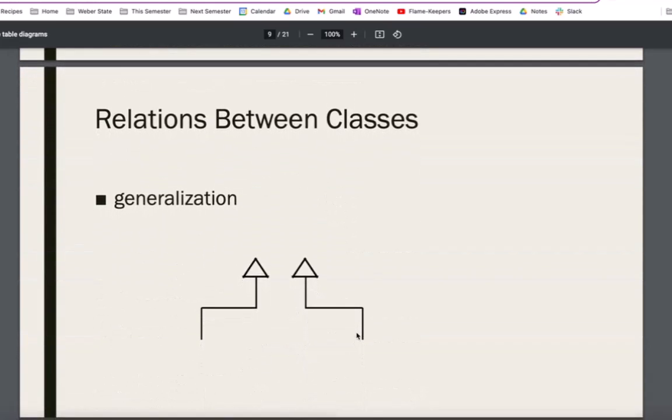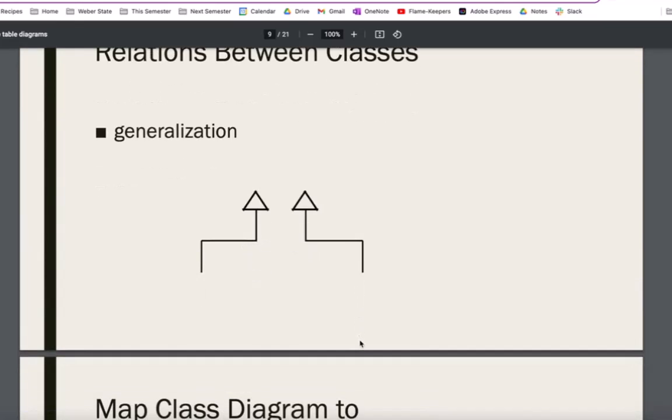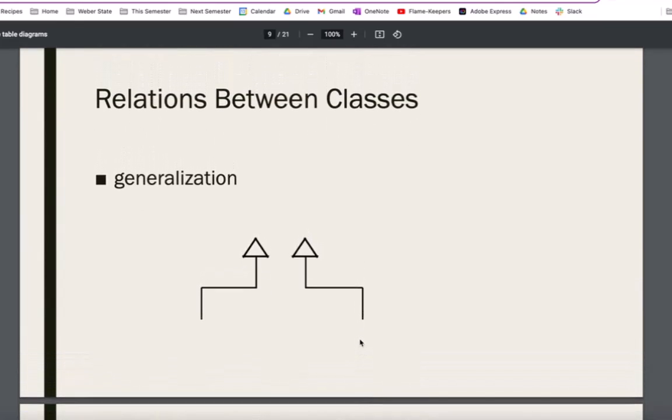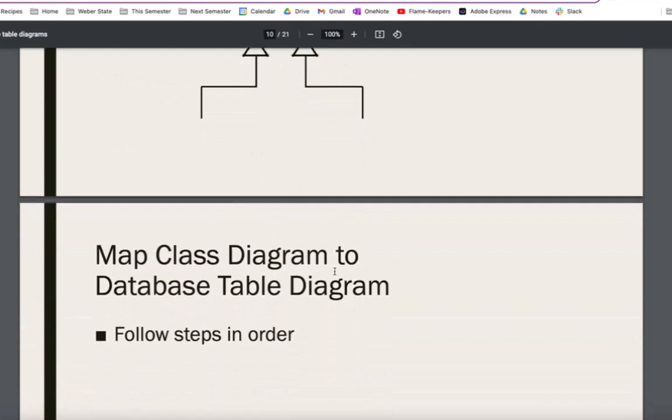We have a few different relationships between classes, including the 1 to many, many to many, and 1 to 1. But we also have generalization, and these are represented by these types of arrows in our class diagram, but they are represented a bit differently in our database table diagram. So we'll go over that.